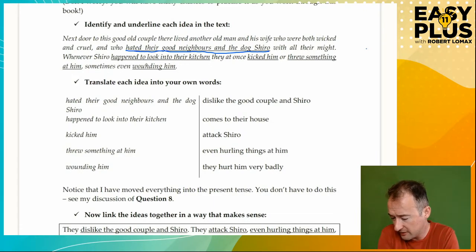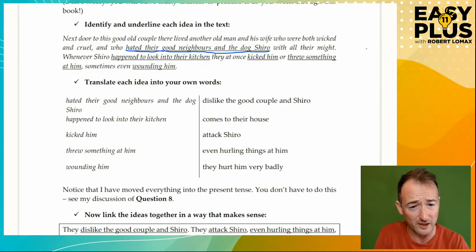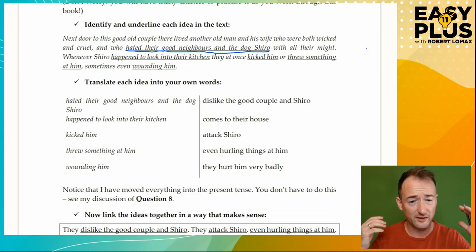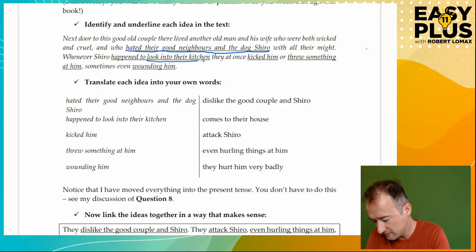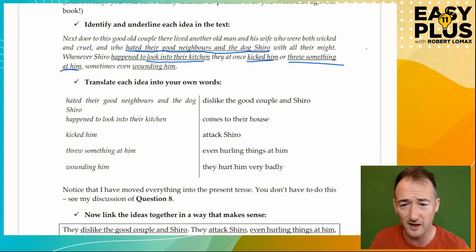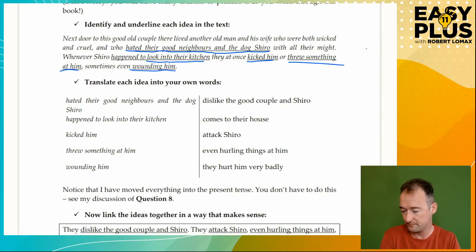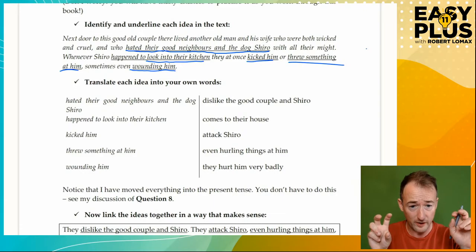Whenever Shiro happened to look into their kitchen, so we'll come back to why I've underlined that, they at once kicked him or threw something at him. So them kicking Shiro or throwing something at him is evidence of them being wicked and cruel. But what makes this particularly wicked and cruel is that they don't do this because he, I don't know, attacks them or, you know, pees in their flower bed. They do this because he does something as harmless as looking into their kitchen. So he looks into their kitchen and they kick him and throw things at him. And that is nasty person behavior, okay? He doesn't even go into their kitchen, he just looks. And sometimes they even wound him. So those are the key bits of information in the text that show these neighbors being wicked and cruel.